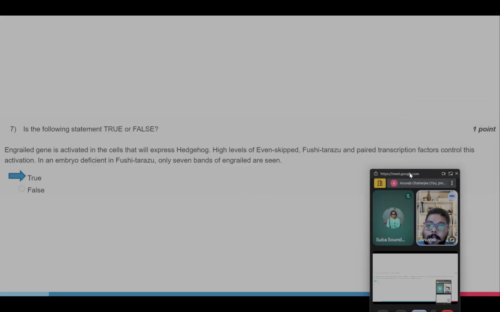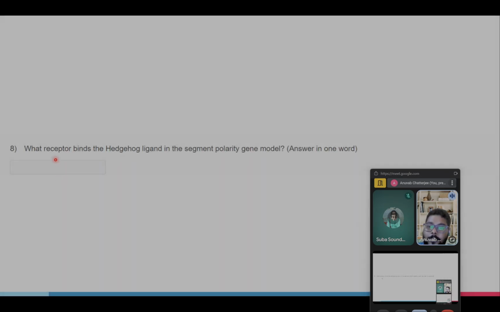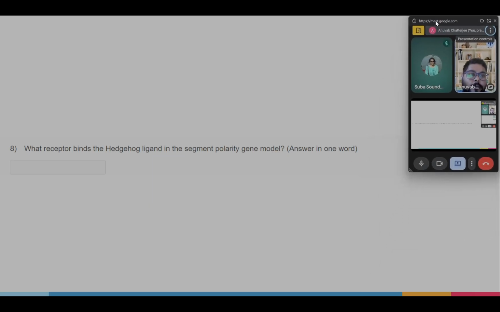So engrailed gene is activated in cells that will express hedgehog. That is true. High levels of even skipped, fushi tarazu, and paired transcription factors control this activation. And in an embryo deficient in fushi tarazu, only 7 bands of engrailed are seen. All of them are true. Moving on. This also depends on the previous thing that we just saw. What receptor binds hedgehog ligands in the segment polarity gene model? Like, what does hedgehog bind? Any idea?